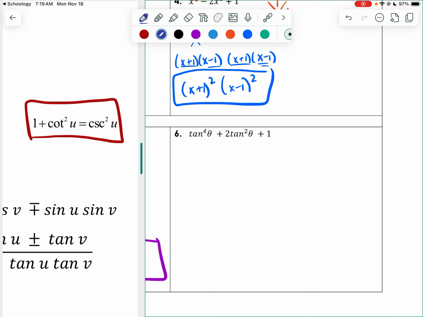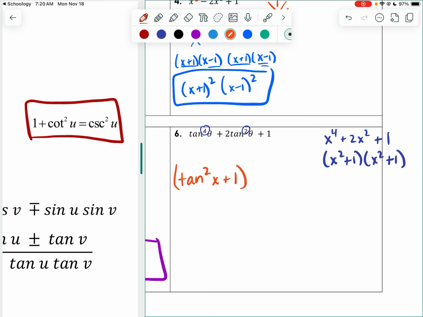So I know this gets a little tricky, it just takes some practice, but pretend like this said x to the 4th plus 2x squared plus 1, right? You've got the 4th, you've got the squared. If you factor that, it would be x squared plus 1 times x squared plus 1, right? 1 times 1 is 1, adds to 2. Those x's are just tans. It's tangent, so this is tangent squared plus 1, and then another tangent squared plus 1. If you multiplied that out, that would get you back up to here.